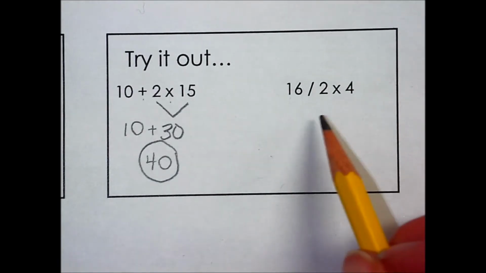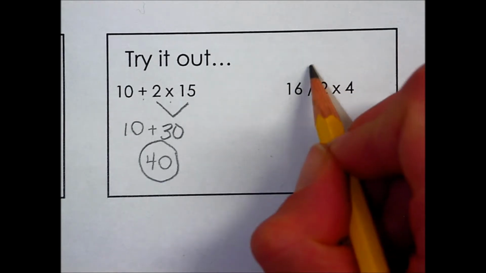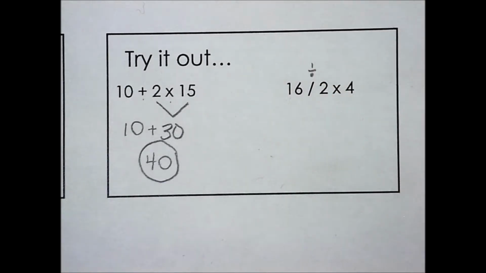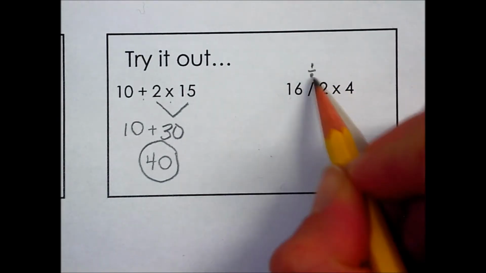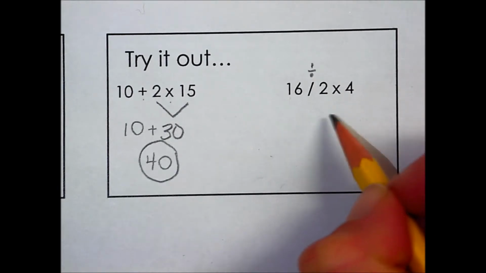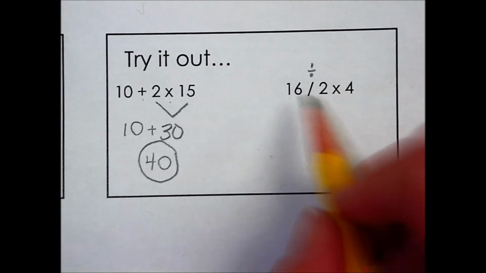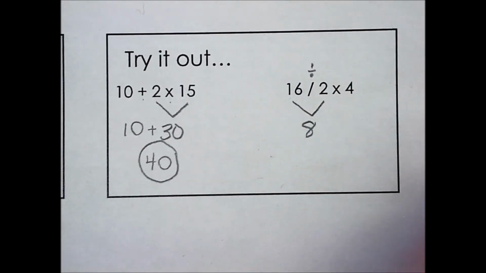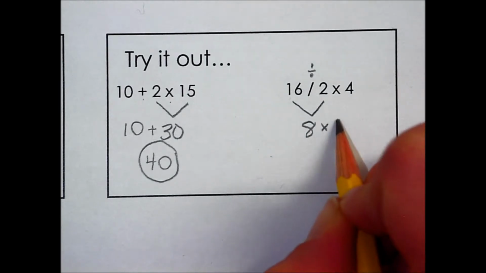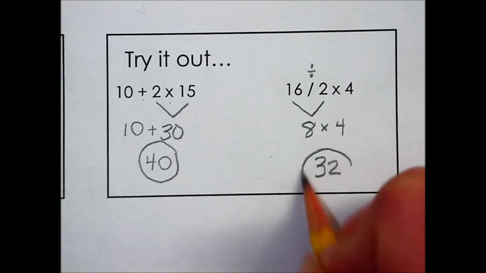All right, now for this problem, I couldn't type my division symbol, so I did the slash to represent divided by. So I have 16 divided by 2 times 4. Back to my order of operations, I've got division and multiplication, and it was M or D, whichever comes first. In this case, the division comes first, so that's what I'll start with. 16 divided by 2 is 8, and then I bring down everything else, and 8 times 4 is 32.